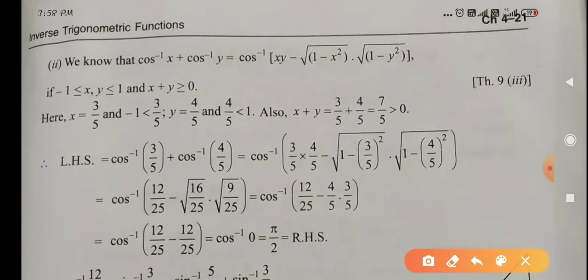Second part. In the second part LHS is given this one: cos inverse 3 upon 5 plus cos inverse 4 upon 5. So you can apply the property cos inverse of xy minus under root 1 minus x square into under root 1 minus y square. You can check here, it is plus and in the identity it is coming minus. So you have to pay attention to this.